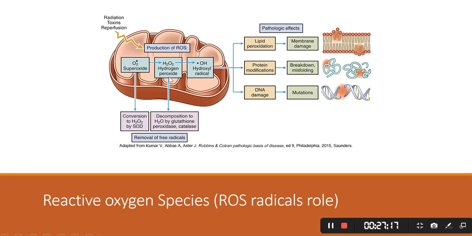Yeah, this is the diagram shown. Superoxide, hydrogen peroxide, hydroxyl radical, these are the reactive oxygen species. What are the effects? Lipid peroxidation, membrane damage. You see, protein modification, breakdown of the proteins, the DNA damage, the mutations that are happening. Normally what should have happened? Normally the superoxide, O2 minus, should have been converted into H2O2 by the superoxide dismutase enzyme, and it should have been removed. The H2O2 should have been decomposed into H2O and removed from the body. But it is not getting converted, and so this gets accumulated. That is the reactive oxygen species.